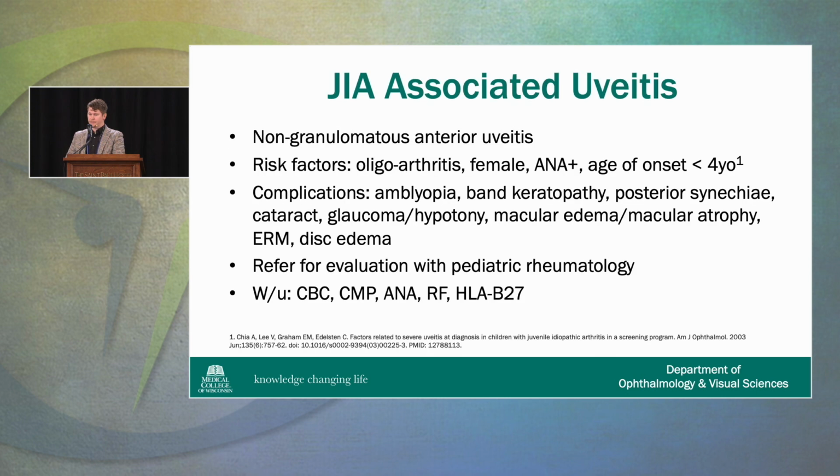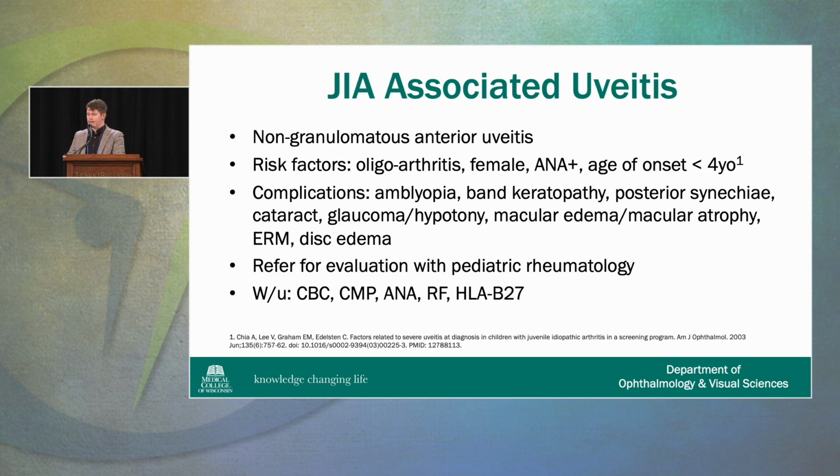What do we do? For JIA-associated uveitis, it's a non-granulomatous anterior uveitis. Risk factors are oligoarthritis, so the fewer joints that are involved, the more likely they are to have uveitis. Female, ANA positive, age of onset less than 4 years old. Complications include amblyopia, band keratopathy, posterior synechiae, cataract, glaucoma, hypotony, macular edema, macular atrophy, epiretinal membrane, disc edema.